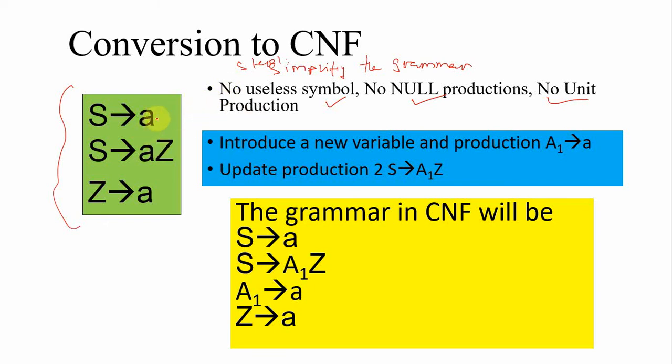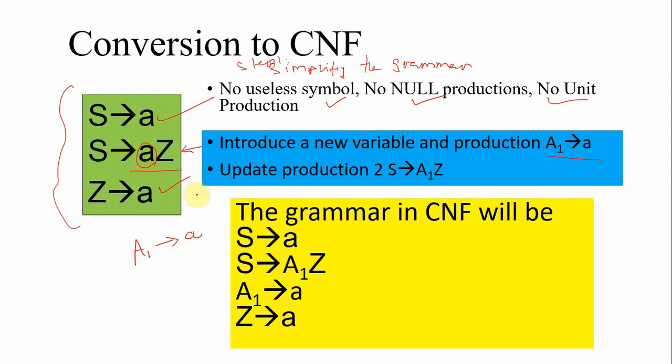Okay, but we are not going to touch these two productions because they are already satisfying the property of Chomsky normal form, but here it is not. So what can we do to make it satisfy the property of CNF? This is the only problem, right? Instead of this a, if you are able to have a variable here, it will satisfy the property of Chomsky normal form. That's what we are going to do. Introduce a new variable like A1, uppercase A1. Instead of this small a, we are going to use a variable A1.